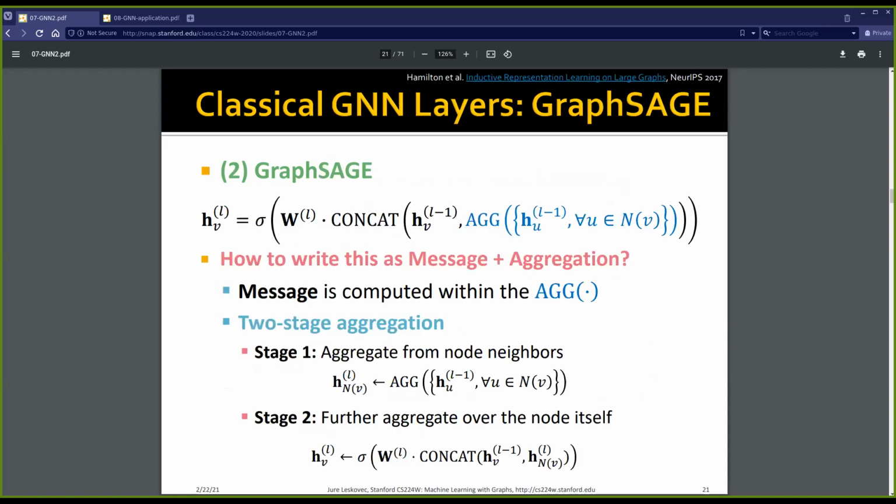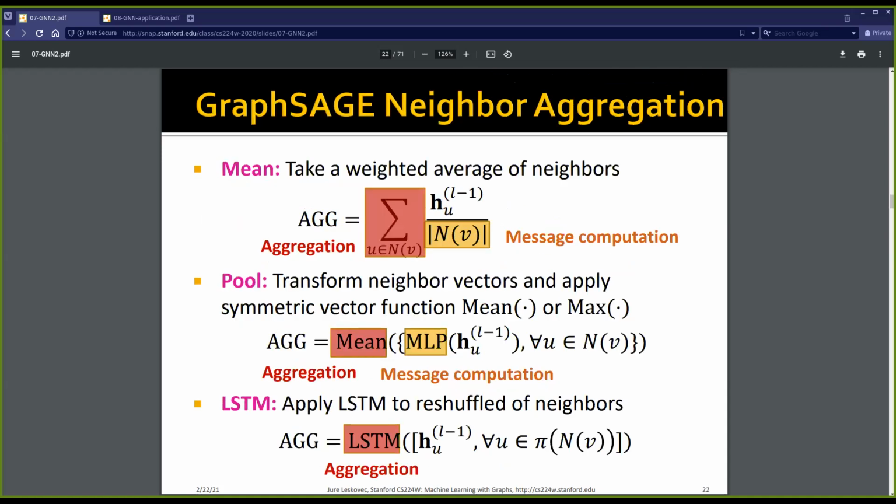In GraphSage, you do this slightly differently. So first of all, you take a general aggregation function, which we will go through in a second, aggregate the messages, then concatenate them with the features of the given node, and then transform it and apply some nonlinearity to that. So the aggregation is in two stages: over the neighbors, and then concatenate it with the current features.